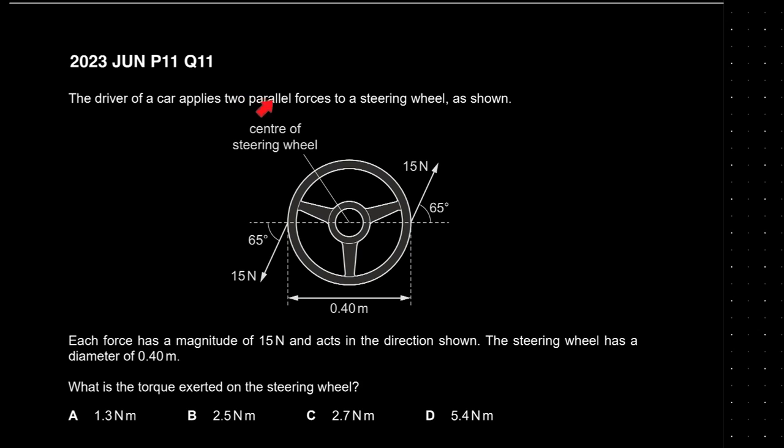Driver of a car applies two parallel forces to a steering wheel as shown. Each force has a magnitude of 15, acts in the direction shown. Steering wheel has a diameter of this much. What is the torque exerted on the steering wheel?